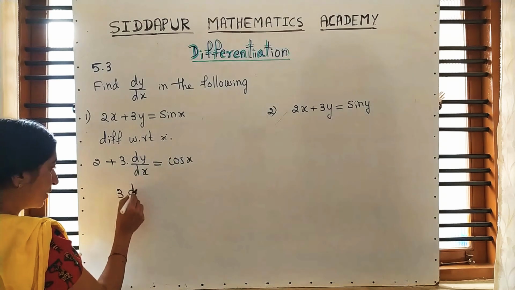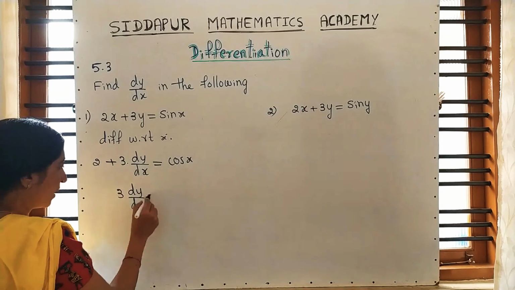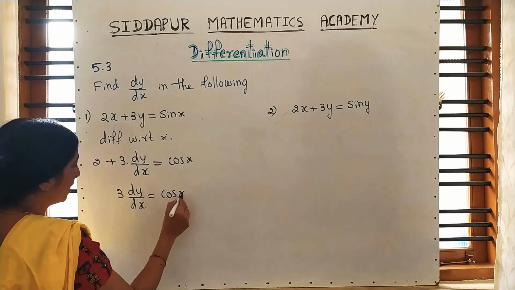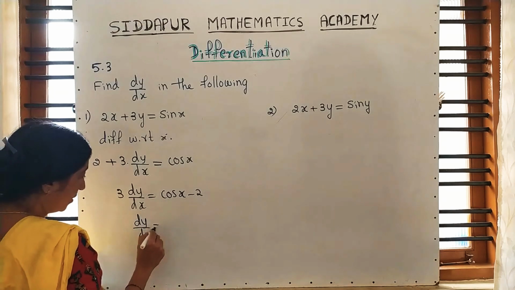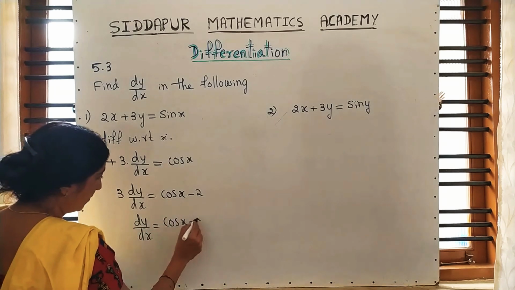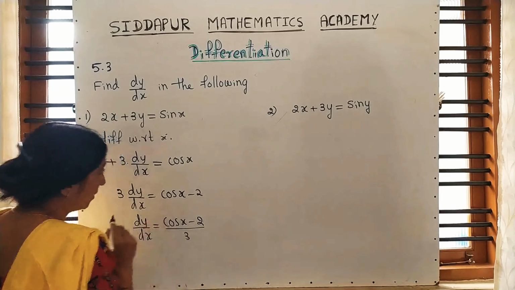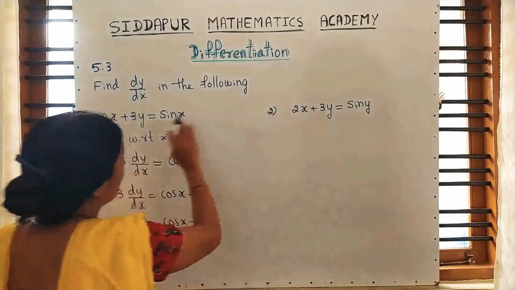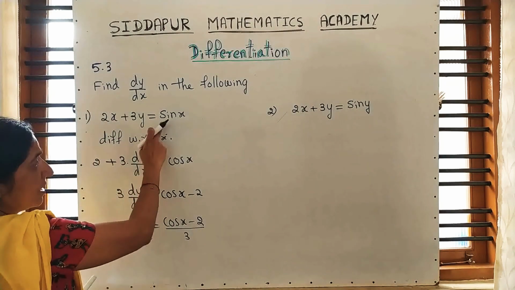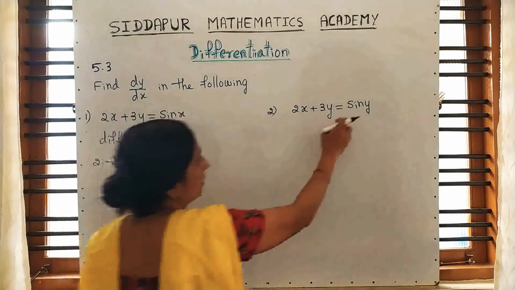Here, the term with the dy upon dx I kept on the left side and the remaining term on the right side. Take 3 on this side. Here it becomes divided by 3. See, is it very simple or what? Moving to the second one. See, the terms look similar. The only change is that on the right side we have sin x and here we have sin y.